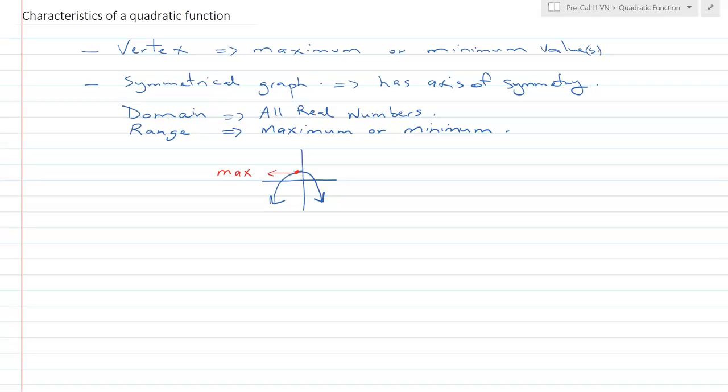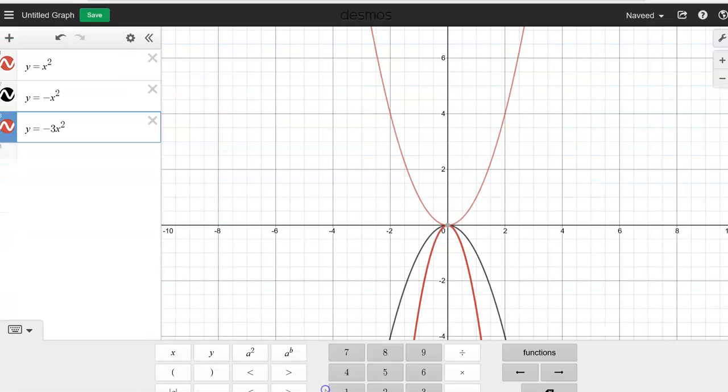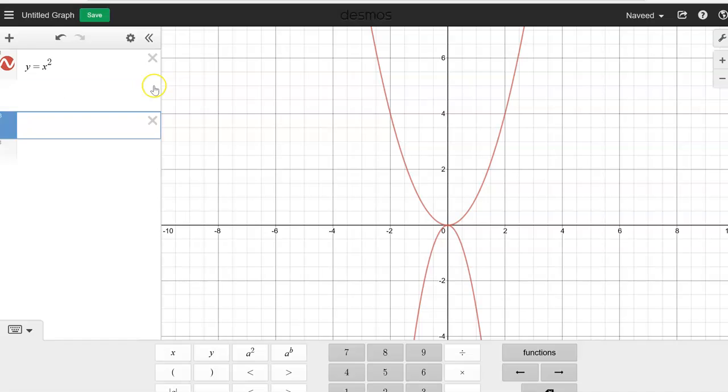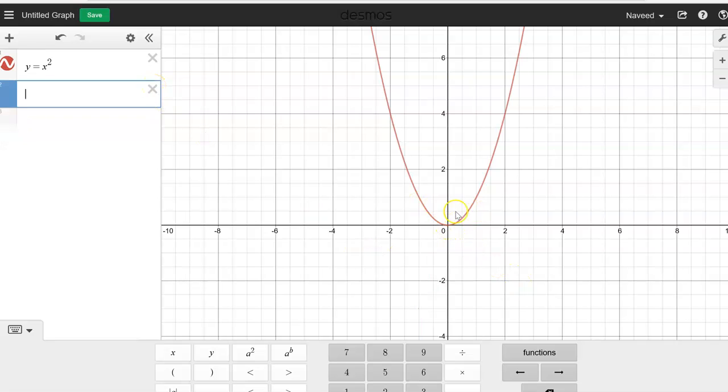At the vertex, there is the axis of symmetry that goes through. If I use this little sketch that I made and cut it right in the middle, if I had done this graph properly, the left-hand side would have been the same as the right-hand side. So if I open up Desmos and look at y equals x squared, and it doesn't matter what it is, any quadratic function, notice that this is a fully symmetrical graph.